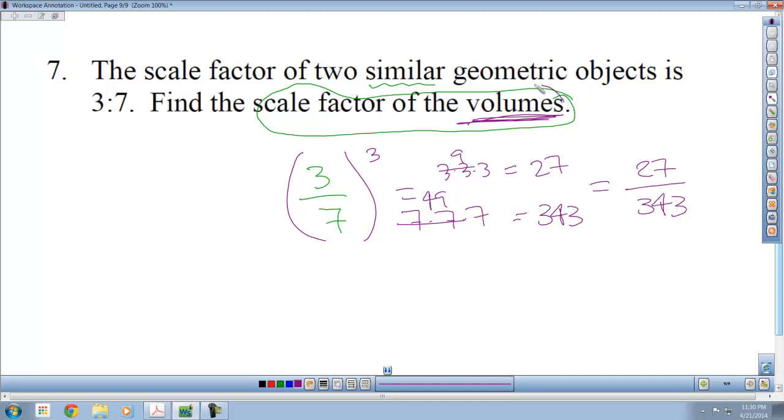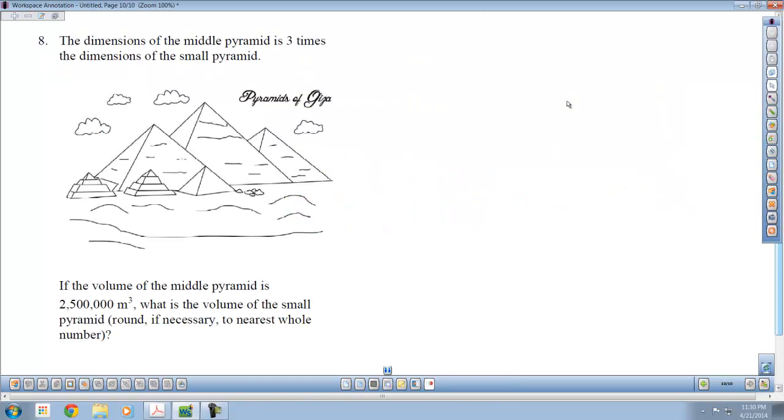Now if they change this to area or surface area on the test, we wouldn't cube, we would square. And if they ask for the scale factor of some perimeters, you would just leave it 3 to 7 because you don't have to change that.